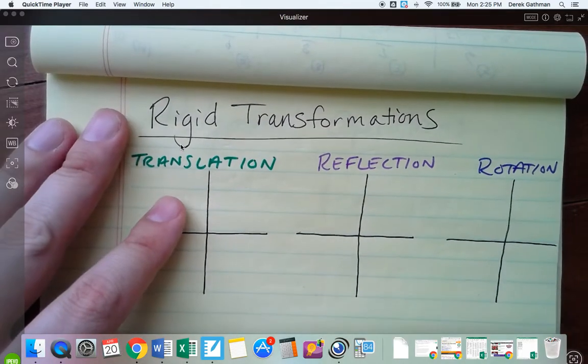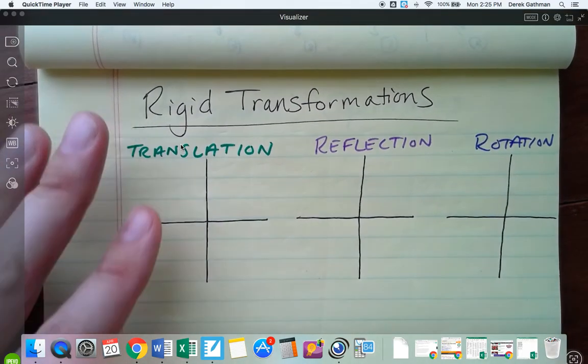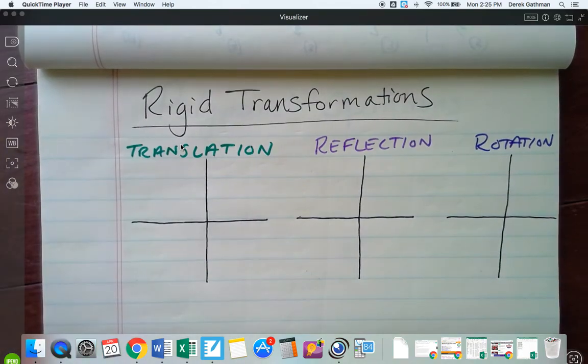All right, our next concept is on rigid transformation. So rigid just means that the shape doesn't change. So we've got three different types. I'm going to go through the three different types that you're going to see, just a quick overview, and then I'll show you what you're going to have to do with the coordinates and how to figure out the new coordinates after you do this transformation.